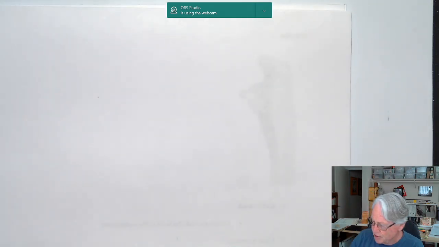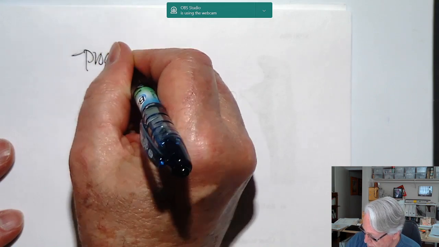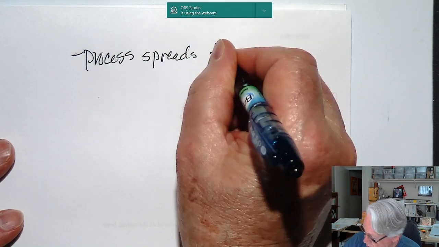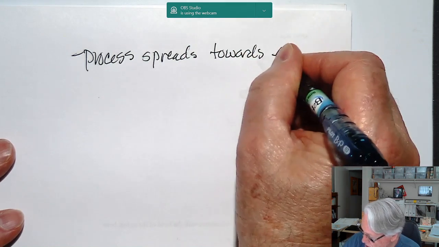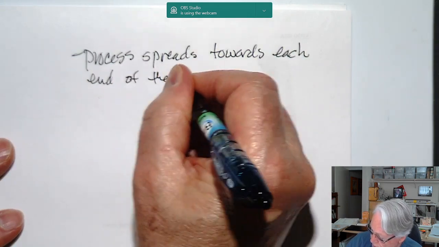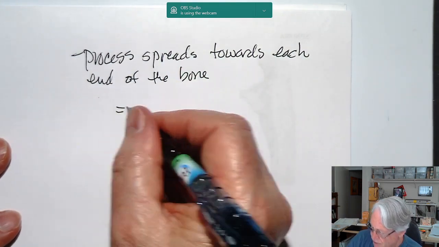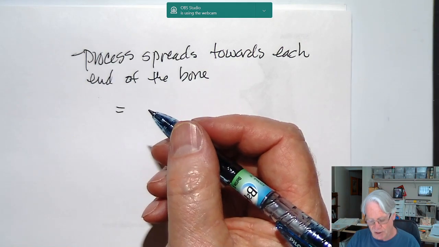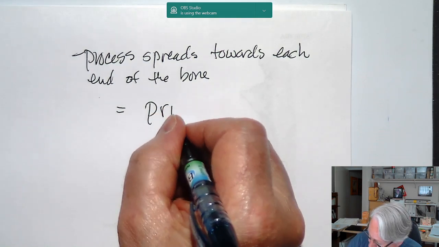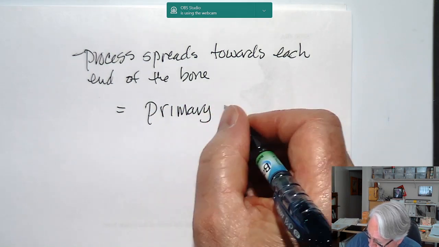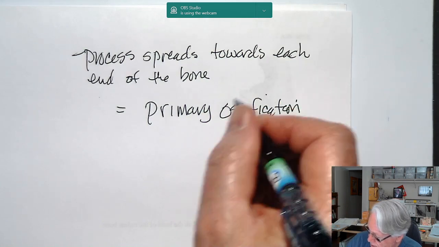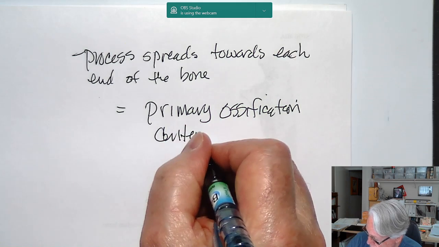So the process spreads towards each end of the bone. And this is the so-called primary ossification center. So this is going to form the primary ossification center.